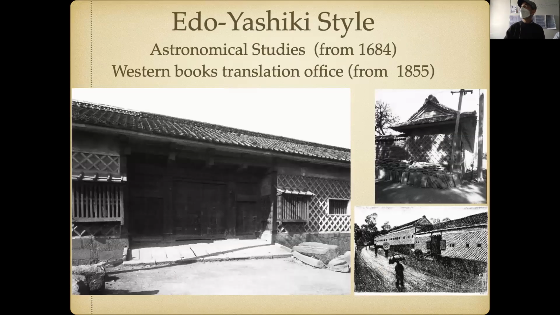But so the first buildings were the School of Astronomical Studies, right? This is already 17th century, but most interestingly is the Western Book Translation Offices. This is already Meiji, so this is the period in which Japan thought we have to modernize, otherwise they will eat us. And the first thing they did was to translate books, right? And they used just the buildings as they were, right? They had the existing spaces and they just started doing the work.